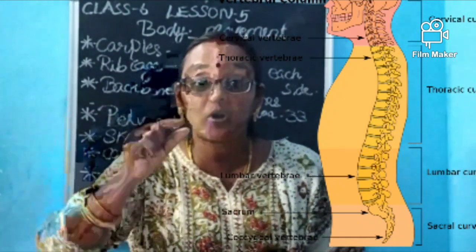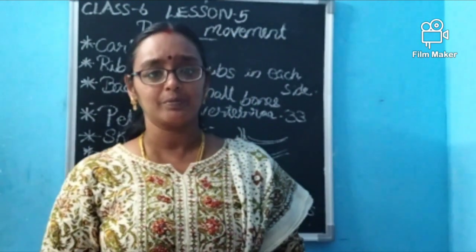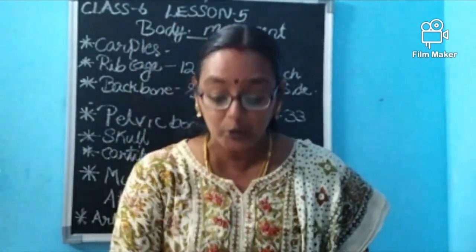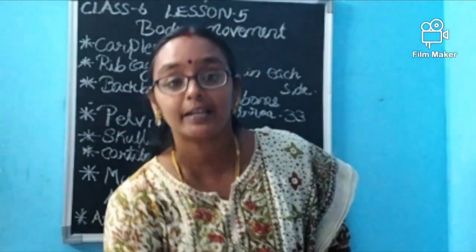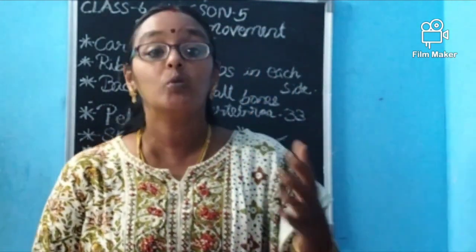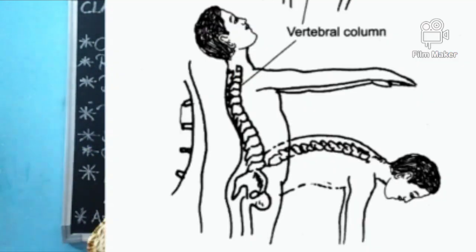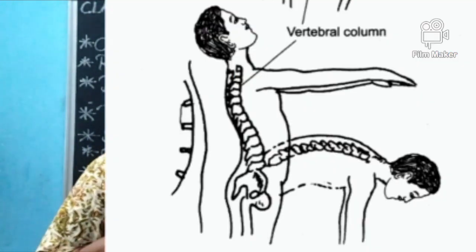33 small bones join to form this long backbone. Why are the joints there? Otherwise, we would not be able to pick up things which have fallen down. We can't move easily. All this is with the help of this backbone. If it were a single bone, we would not be able to move flexibly.